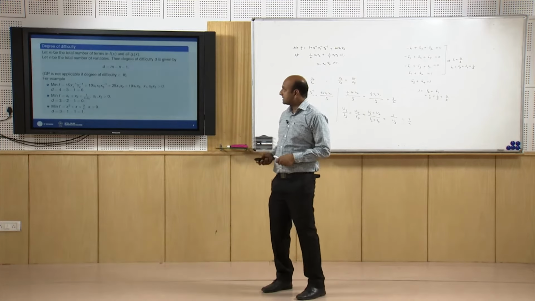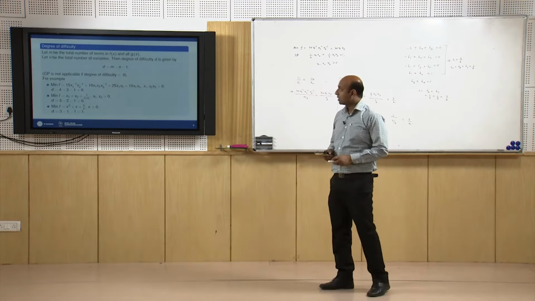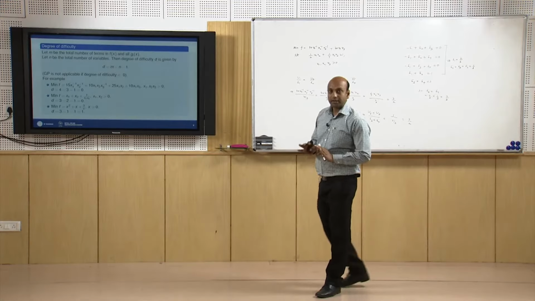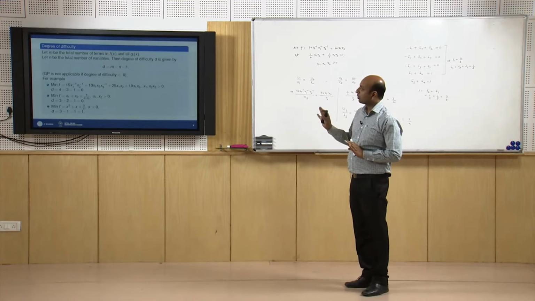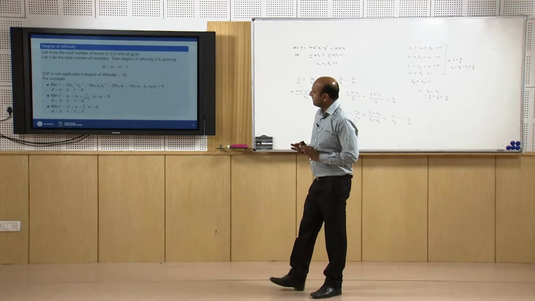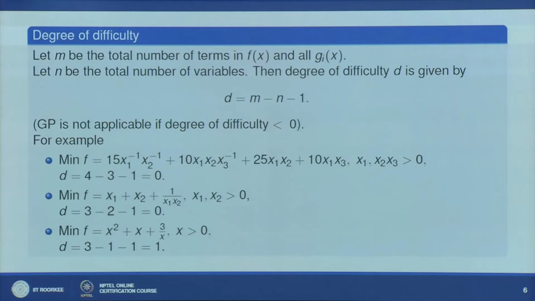Now, let us discuss degree of difficulty. Let m be the total number of terms in f(x), the objective function, and all g_i(x). So, including the terms of f(x) and the terms in all g_i(x), we are calling it small m, and n be the total number of variables. Then the degree of difficulty d is given by m minus n minus 1.